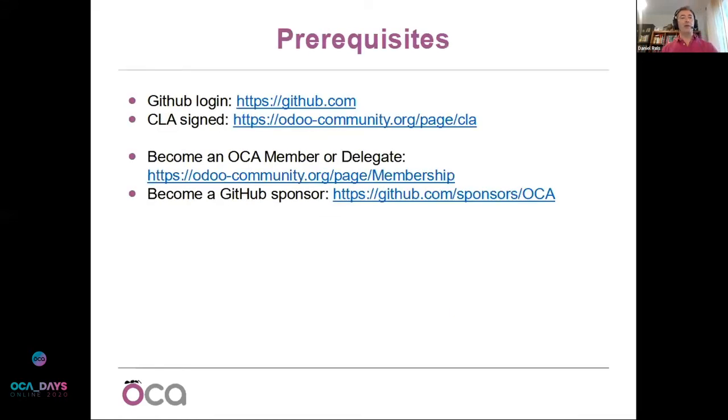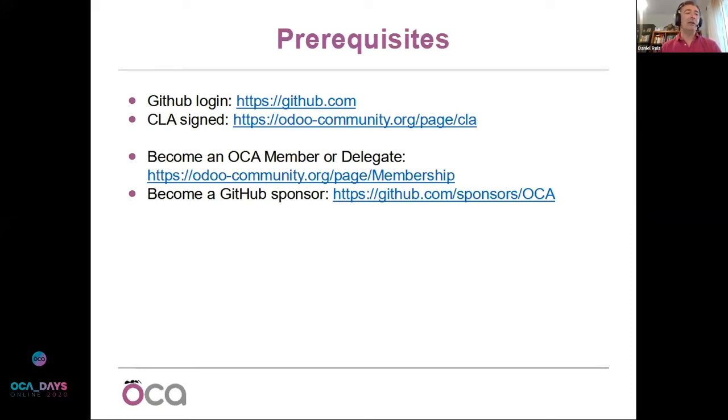So, prerequisites to contribute to the OCA. The first one is a barrier. If you don't have it, you must have it. You need to have a GitHub login. That's a requirement, right? You can't work on GitHub without a GitHub login. I'm hoping that most of you already have one. If you don't, you can go to the sign up page at GitHub and create one.